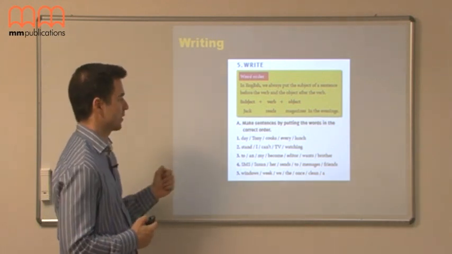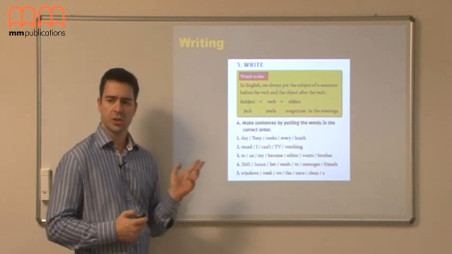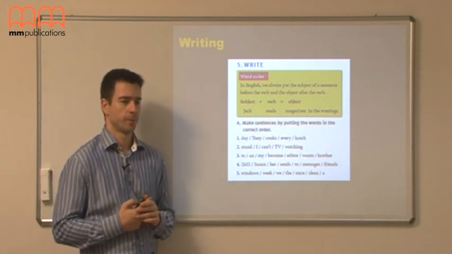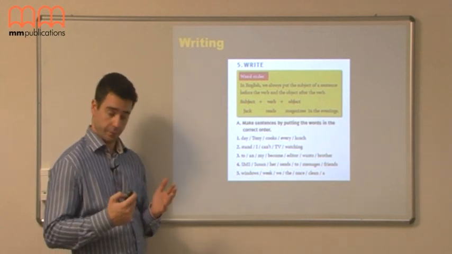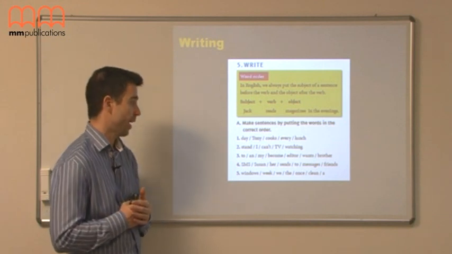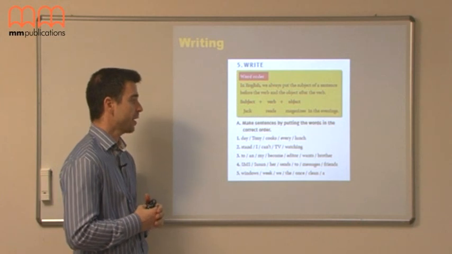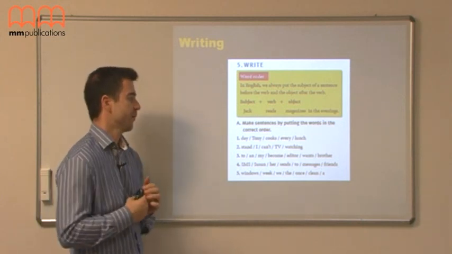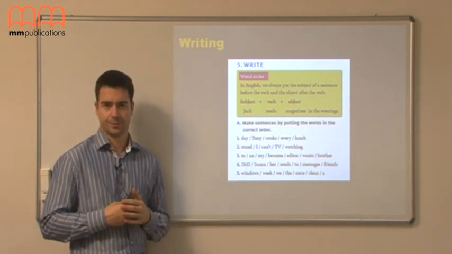Now, let's check our answers to the other questions. Number 2. Which is the correct order for sentence number 2? I can't stand watching TV. Very good. I is the subject, okay? Can't stand is the verb, all right? And watching TV is the object. Okay, very good. And the same goes for the other questions.